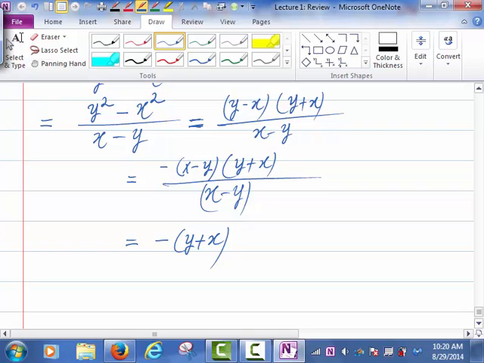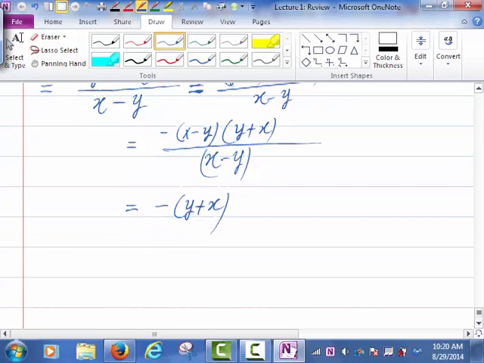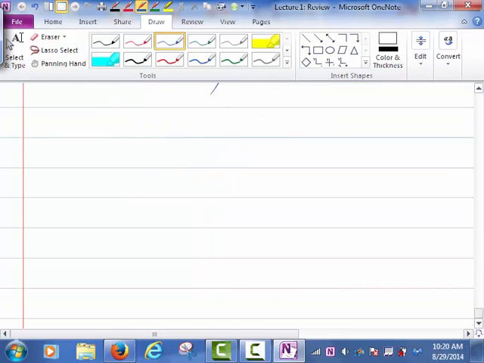Okay, another one. I think this is C, right? X to the 5/2 minus 3x to the half plus 2x to the negative half.